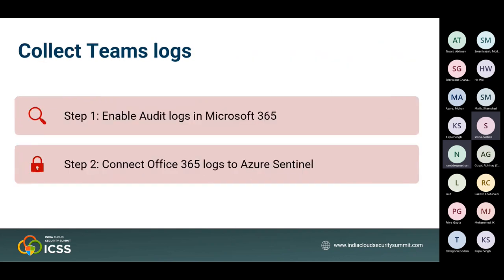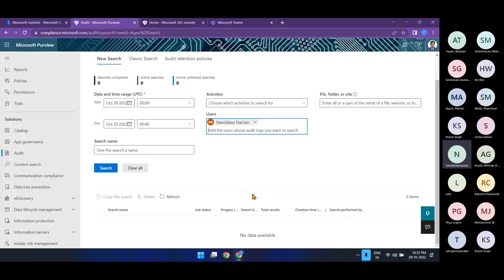Let's see how we can collect these Teams logs. The first step is to enable the audit logs in Microsoft 365. As we have seen, once you come to compliance.microsoft.com, the compliance admin center, this is the place from where you will be able to turn on the audit logs.